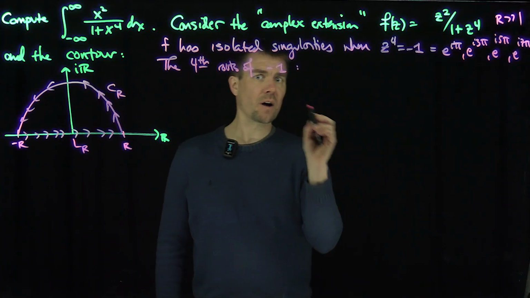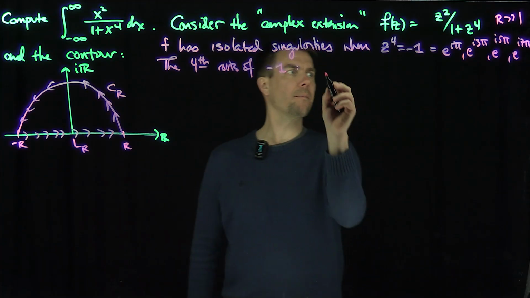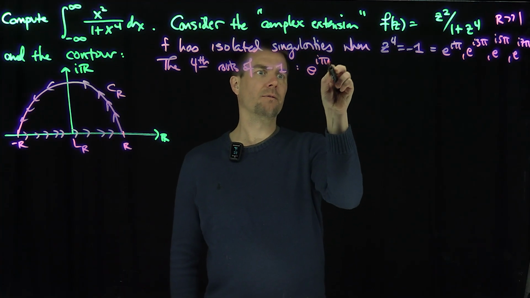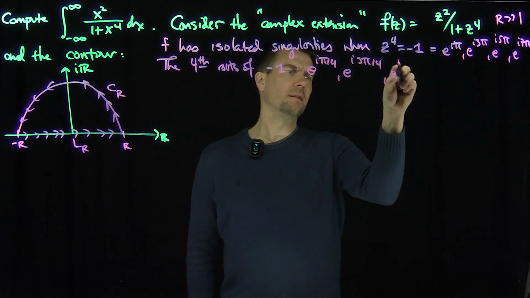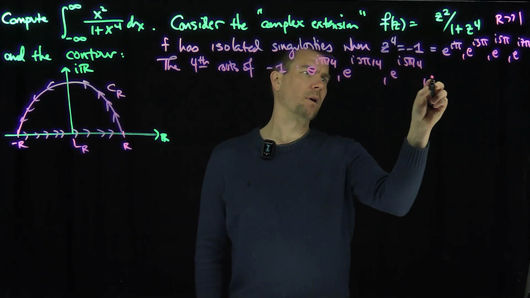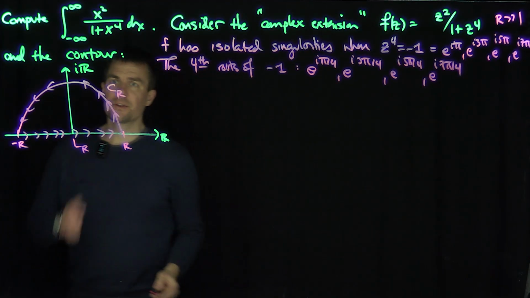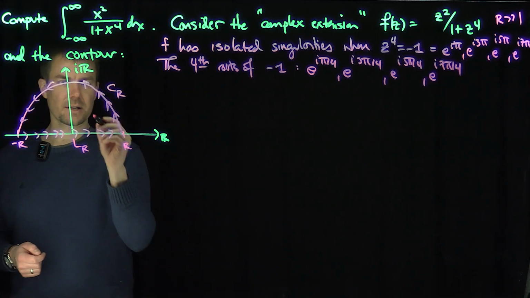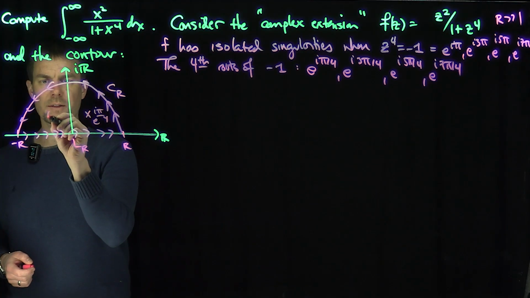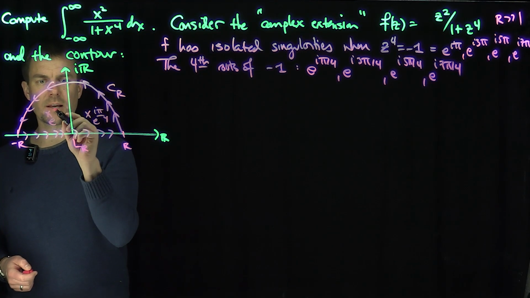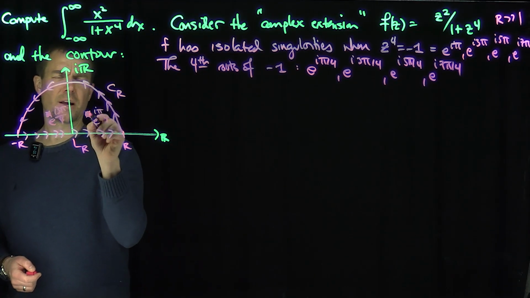I'm using De Moivre's theorem over here, just quickly, because we're more advanced than that point in the course now. So there's going to be e to the i pi over 4, e to the i 3 pi over 4, e to the i 5 pi over 4, and e to the i 7 pi over 4. So those are the singularities. There are two singularities inside this contour. There's a singularity here at e to the i pi over 4. There's a singularity here, symmetrically, e to the i 3 pi over 4. Two singularities to consider, that singularity and that singularity.